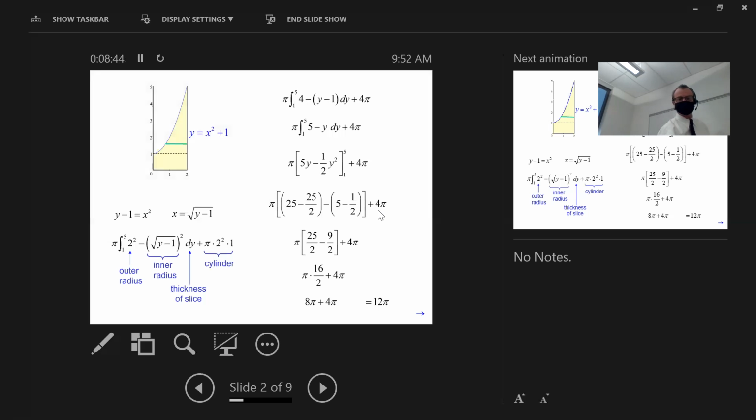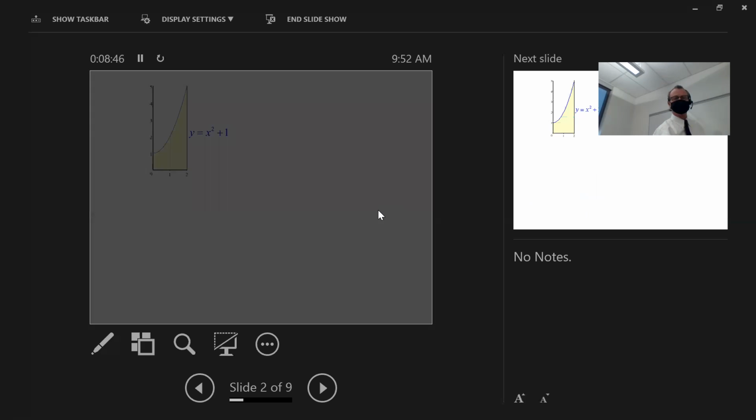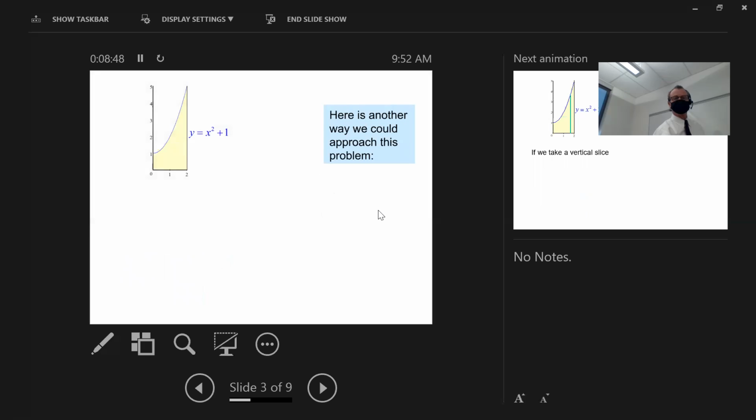So this is different. Totally different way to do the problem. This is what you need to get your mind around. This is the cut. But you're still going around the y-axis. So this cut is not perpendicular to the axis of rotation. It's parallel.